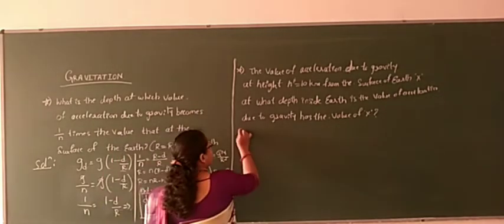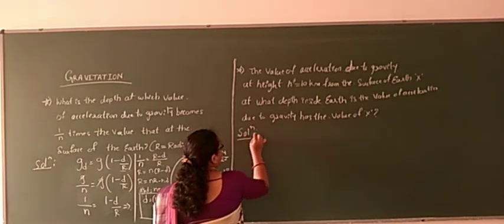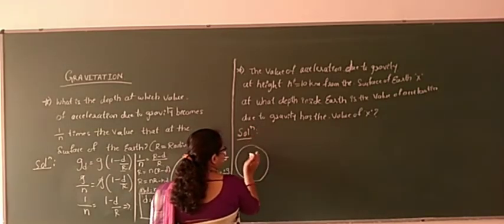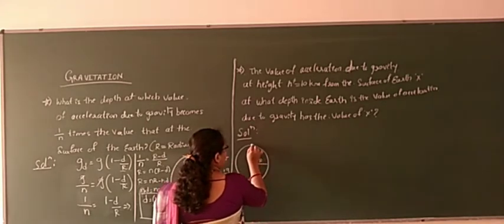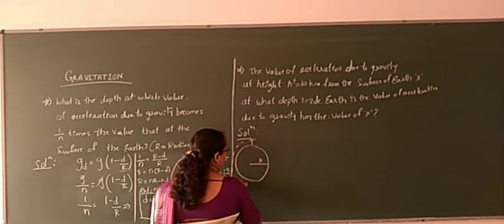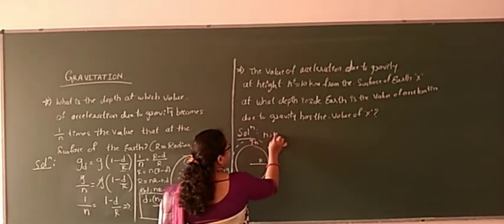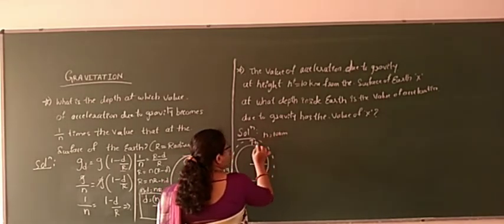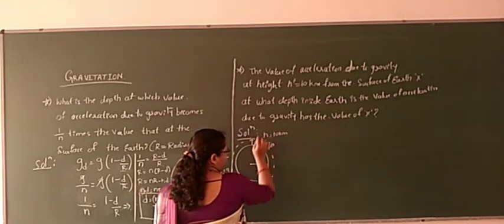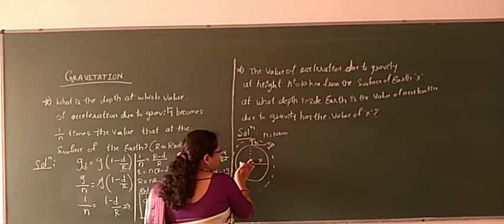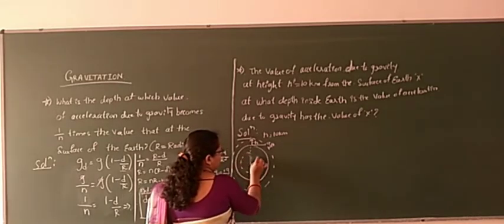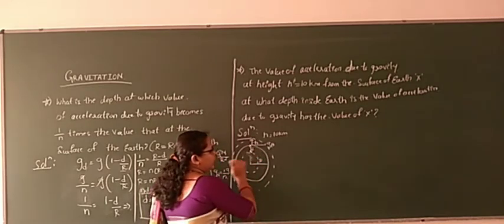So let us bring the diagram first. This is the earth with radius r. How much height is there here? The height is given as 10 kilometers. So the acceleration due to gravity at a certain height above the surface will be equivalent to that at a certain depth inside. So how will it be equal?